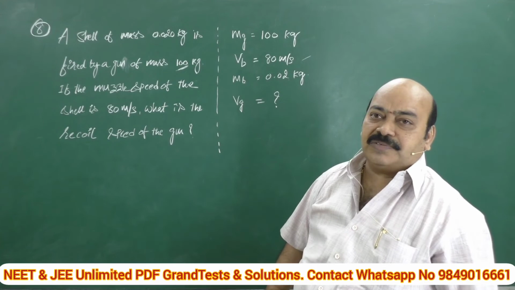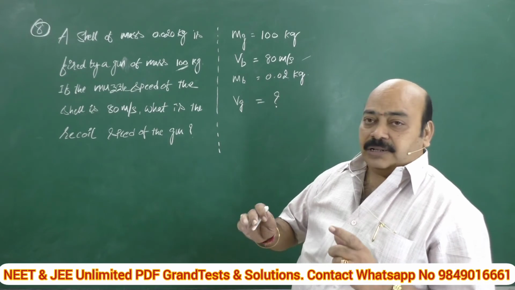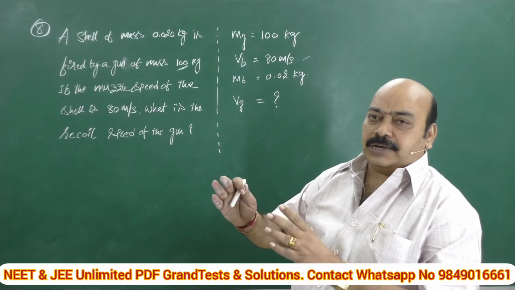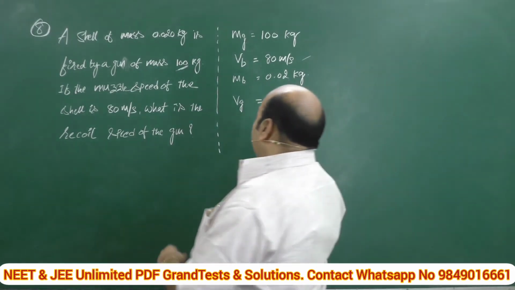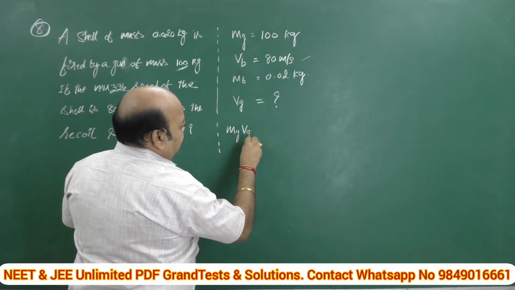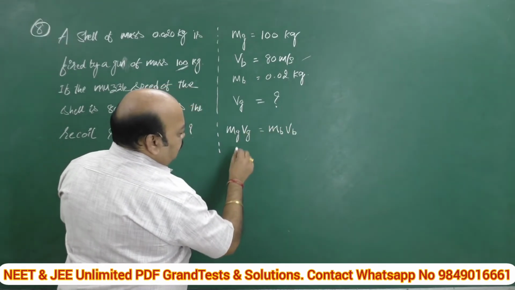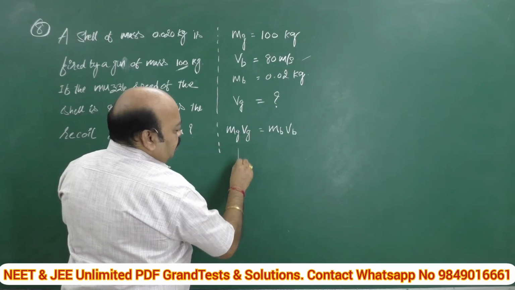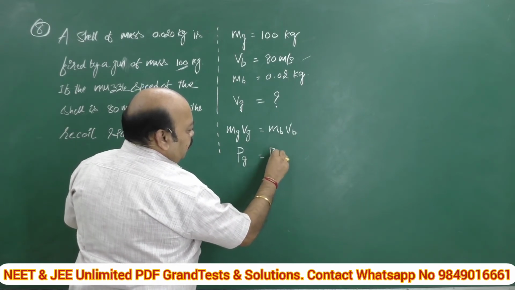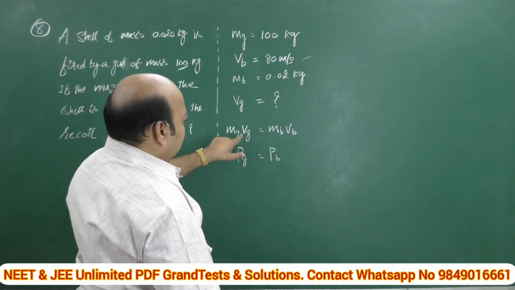According to the law of conservation of momentum, the momentum must be conserved. That's why the total momentum of the gun and the total momentum of the bullet must be the same. That's why I will write the formula as mg into vg is equal to mb into vb. This is nothing but the momentum of the gun, mg into vg, which is equal to mb into vb, the momentum of the bullet. These two are equal. So we are going to calculate this factor vg.